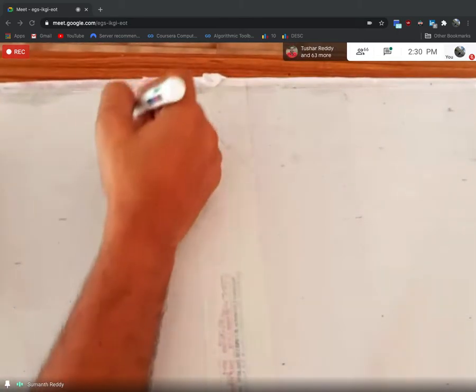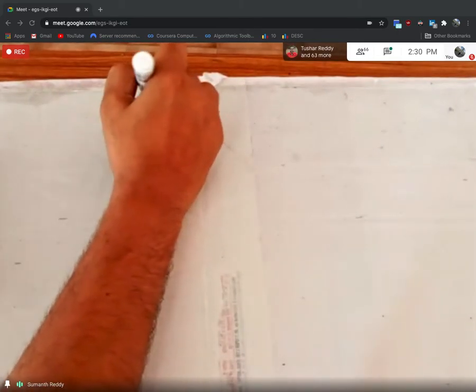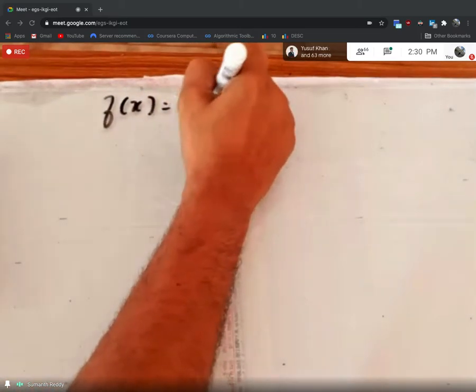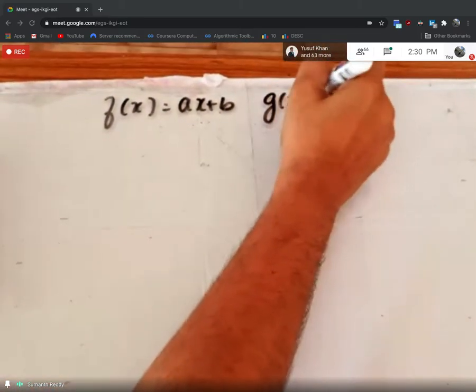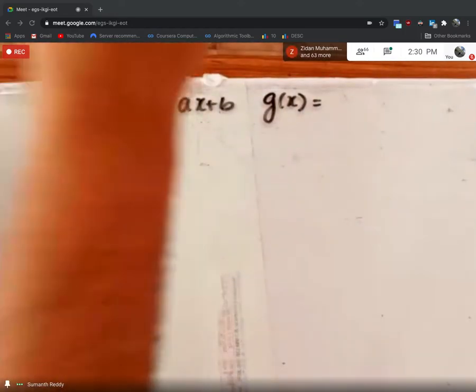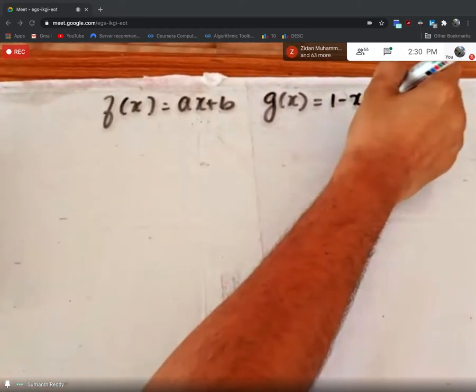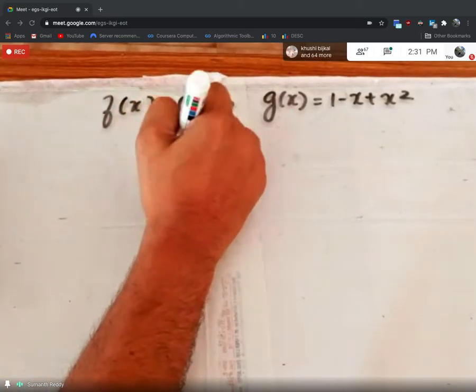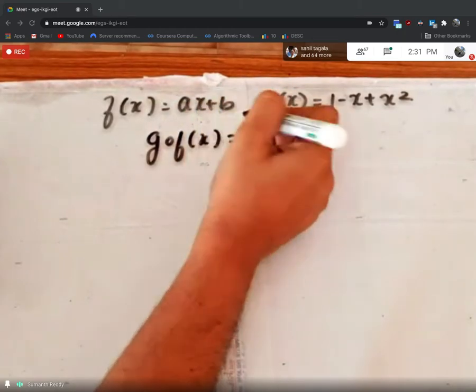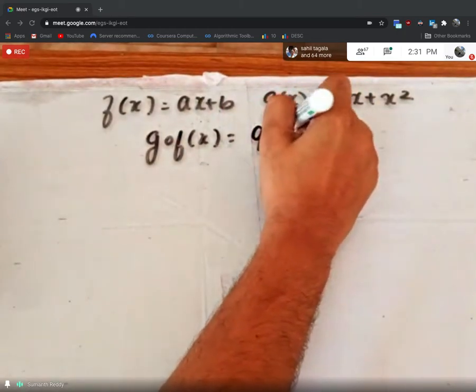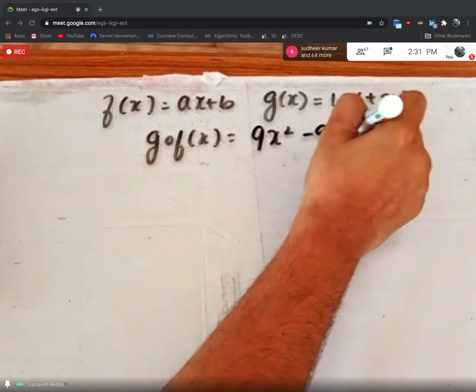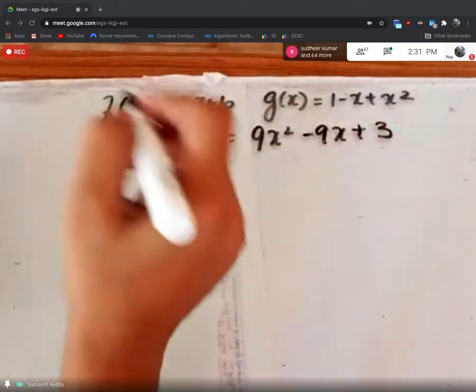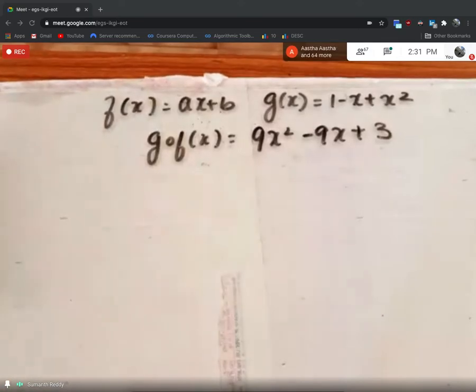Okay, so now he is telling that f and g are two functions, where the definition for f of x is given by ax plus b. The definition for g of x is given by 1 minus x plus x square, right? Next, what else has he given? The definition for g composition of f is also given. G composition of f of x is given by 9x square minus 9x plus 3. And now he is asking you to find the values of a and b.